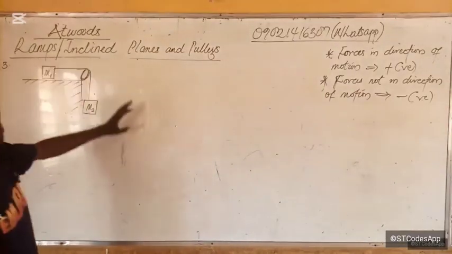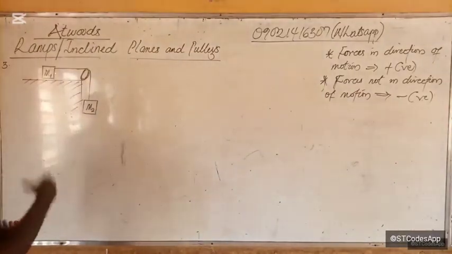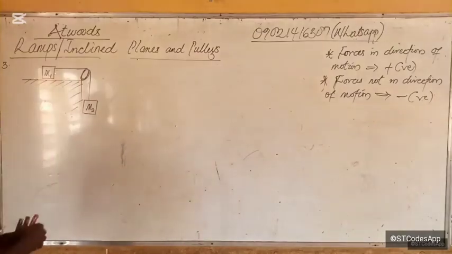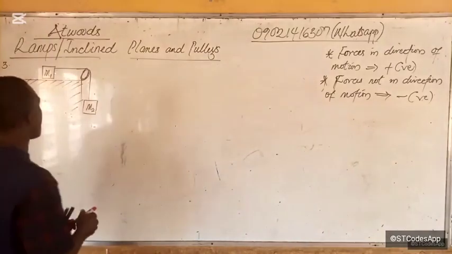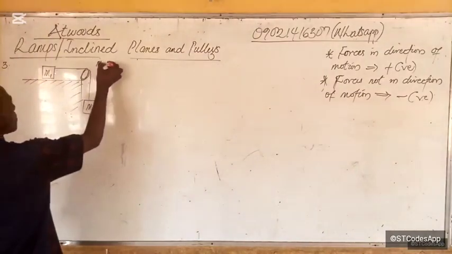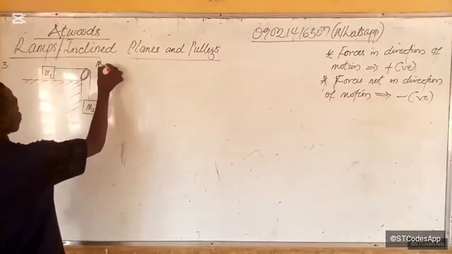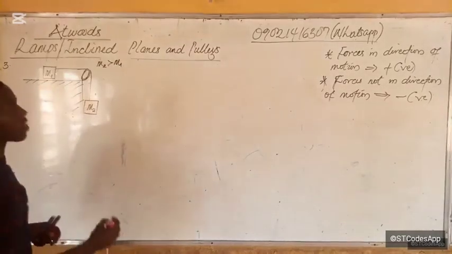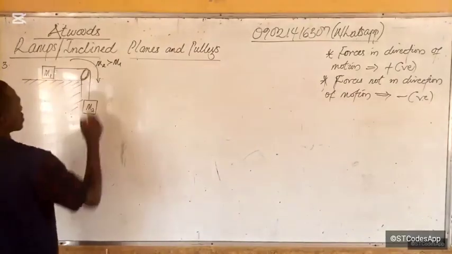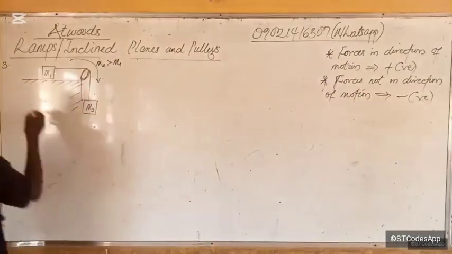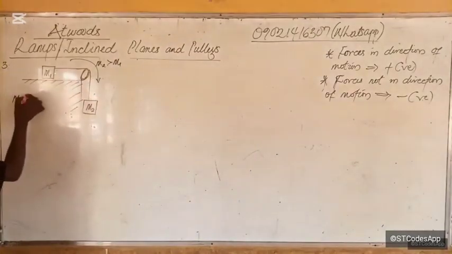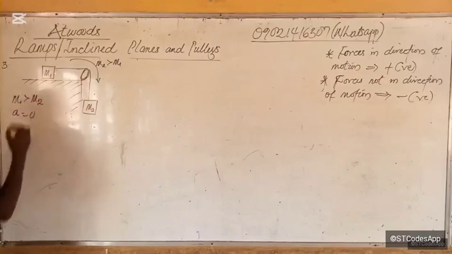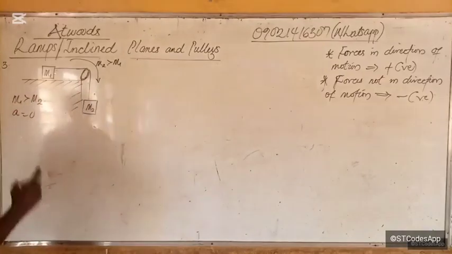So how do we do this sum of forces or determine the acceleration of the system? So let's still use the fact that m2 is greater than m1. So in this case, if m2 is greater than m1, it means that the system will go like this. Now I want you to know that if m1 was greater than m2, acceleration of this system will be 0. Because this system will not move at all.